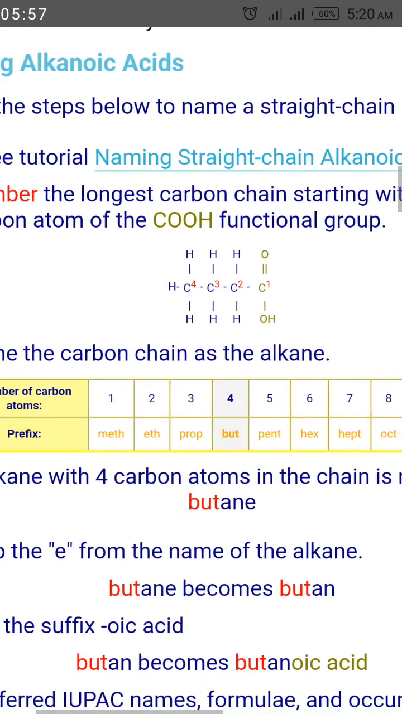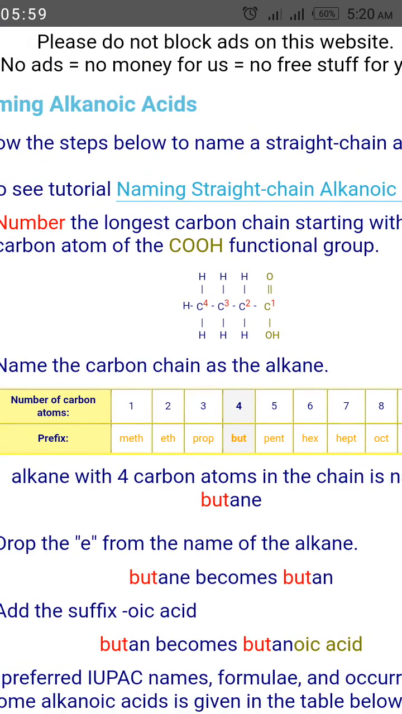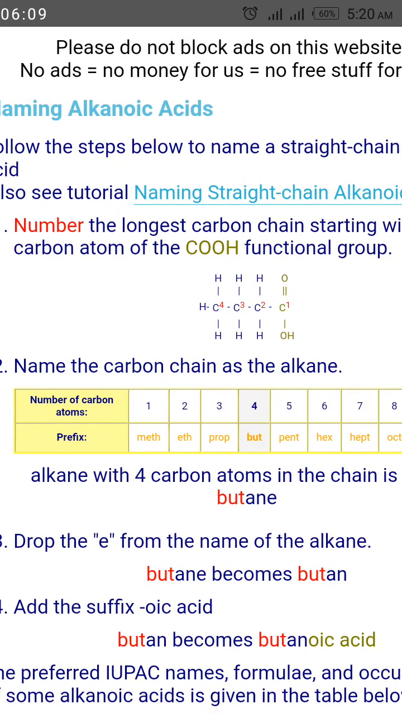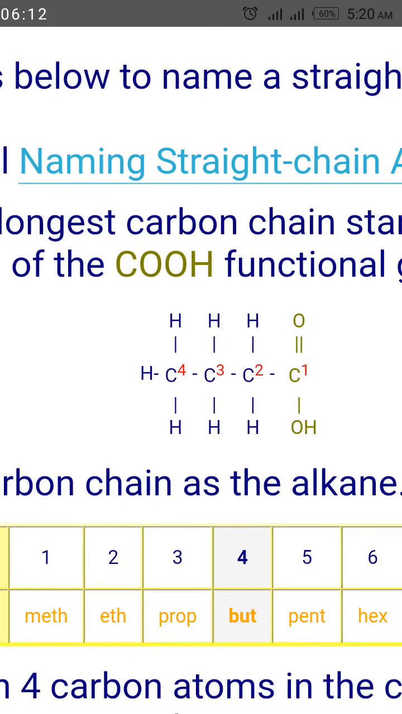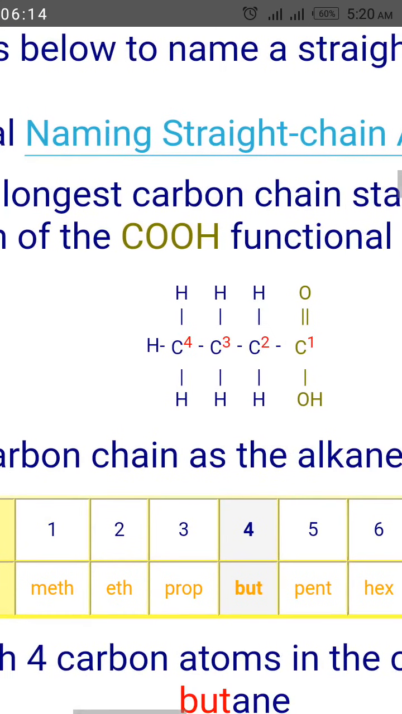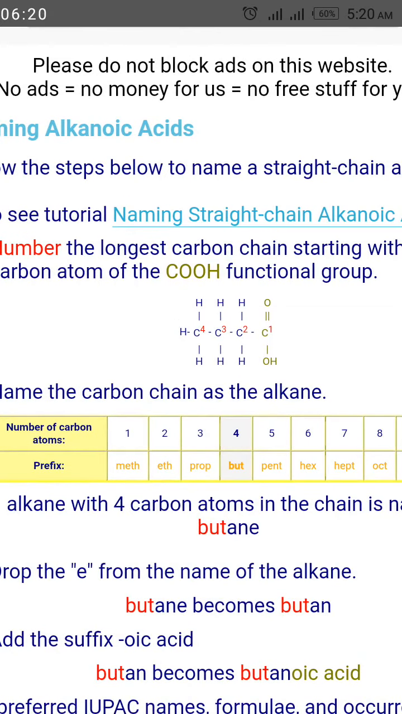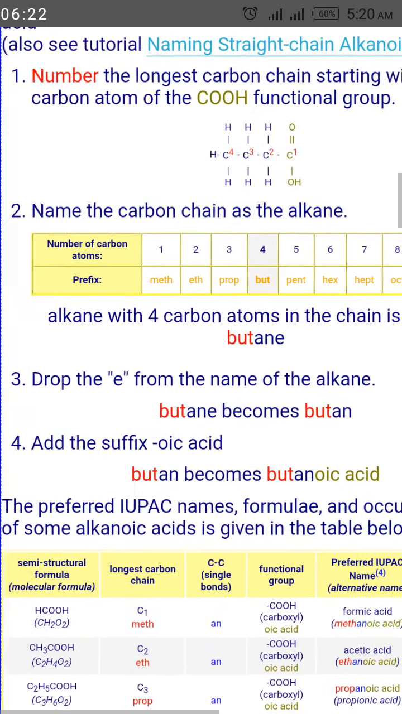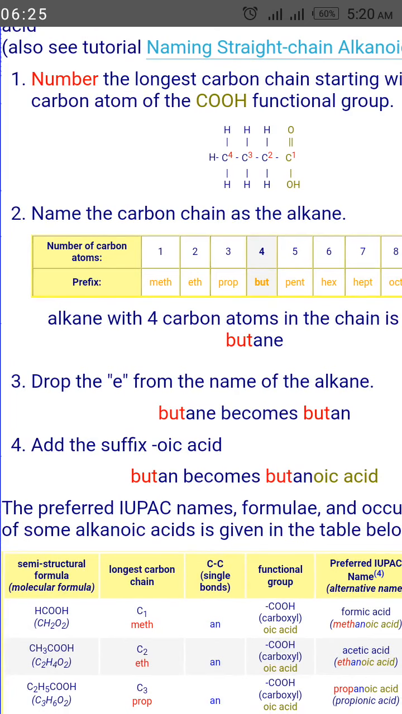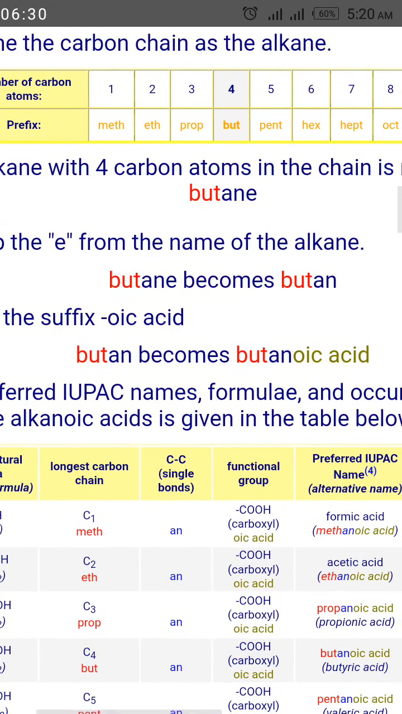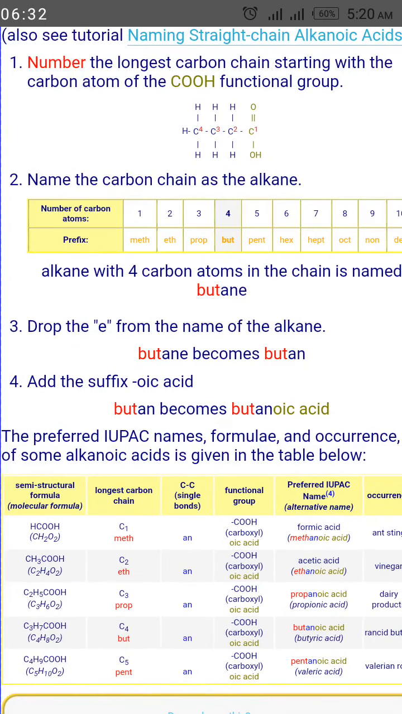When you see the double bond, that is pointing to the carbon that is attached to the functional group of alkanoic acid. And then you name it. Looking at this diagram, the highest number we have for the carbon chain is 4. Then name the carbon chain as the alkane. 4 is butane. Then you drop the E of the butane and replace it with what? Suffix oic. That is butanoic acid. Butanoic acid.